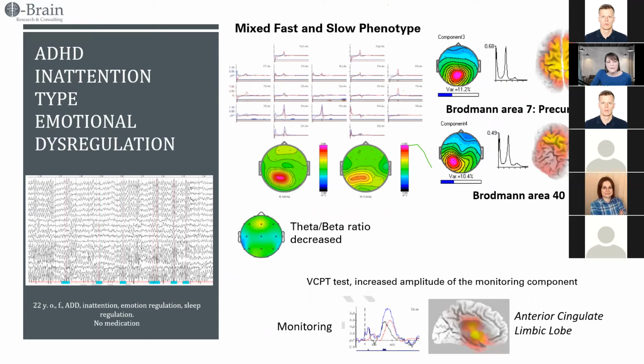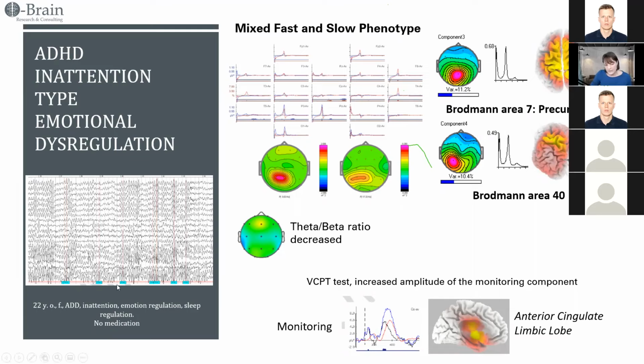Another example of a possible phenotype is the mixed fast and slow phenotype. In this case, we can have both decreased activation, like increased alpha in certain areas, and at the same time increased activation in the same areas. Sometimes we see this kind of EEG pattern in people under specific medication. This was an unmedicated person, diagnosed with ADHD, inattention type, and also emotional dysregulation and some problems with sleep.